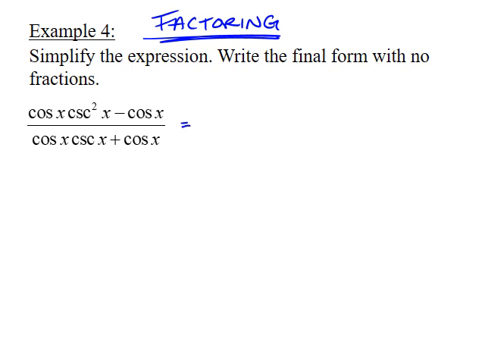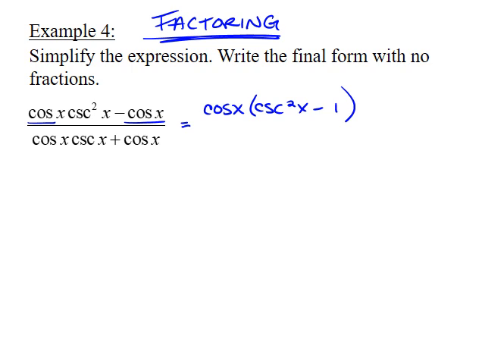I'm going to start by looking at the numerator. When I look at the numerator, I can see that I have a cosine of x in common. So I'm going to take out that GCF, cosine of x. And when I take that out, I'm left with cosecant squared minus 1. Because if I distribute this cosine, I will get back to where I started.